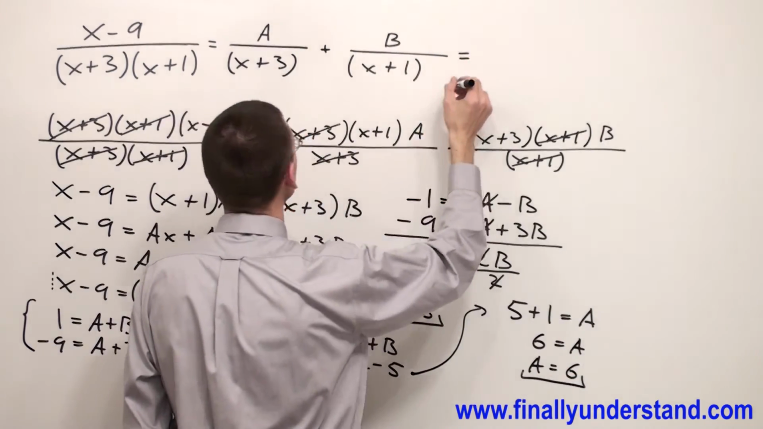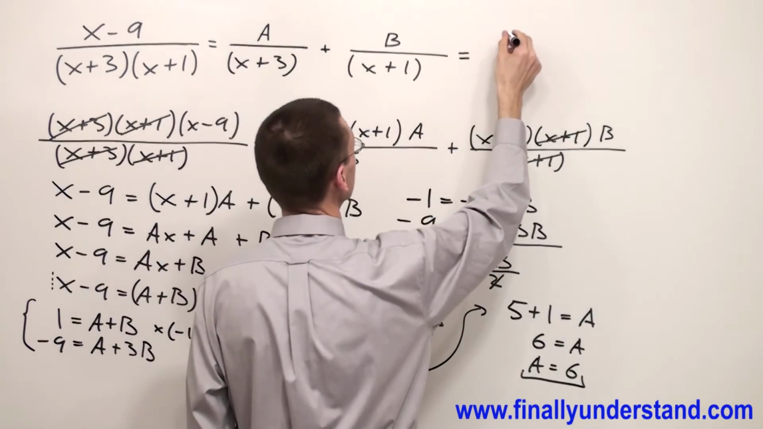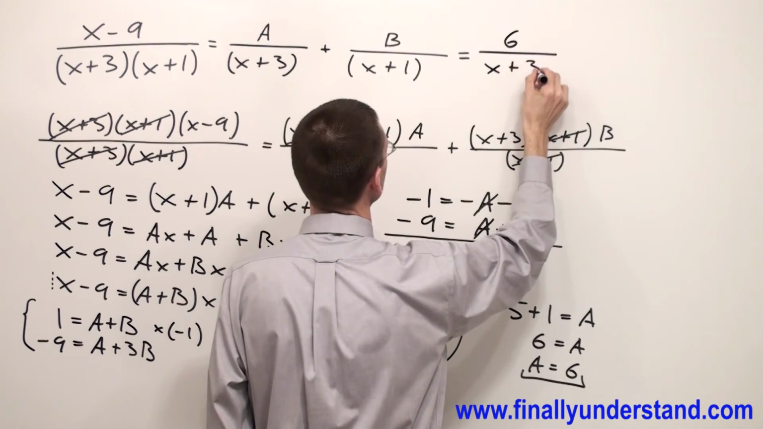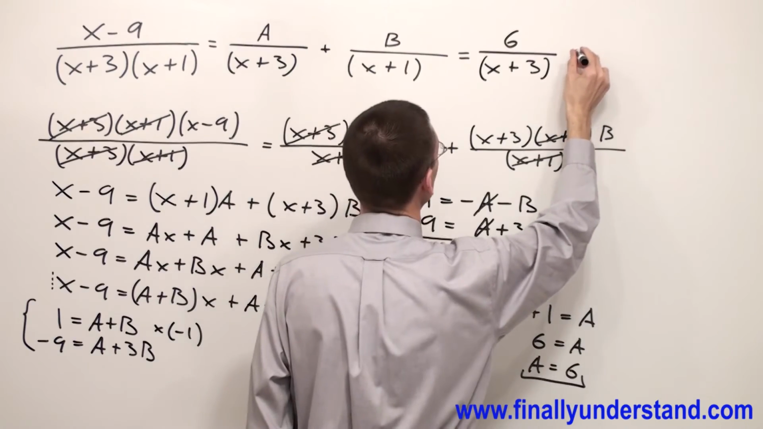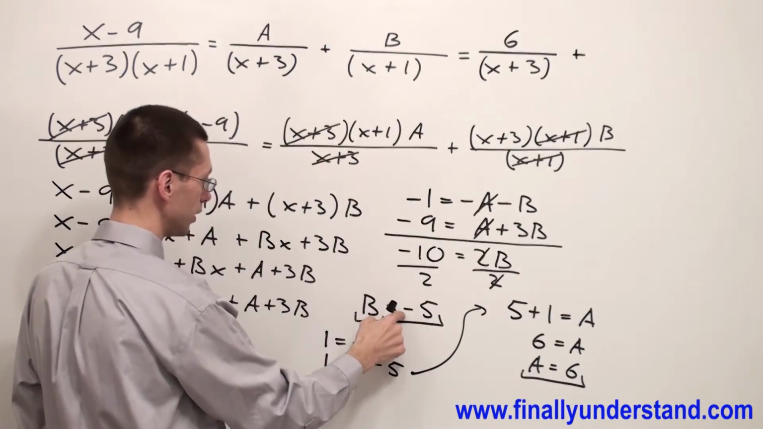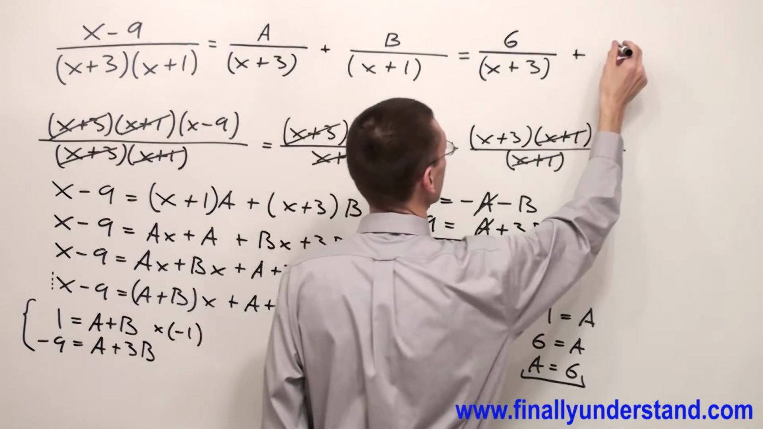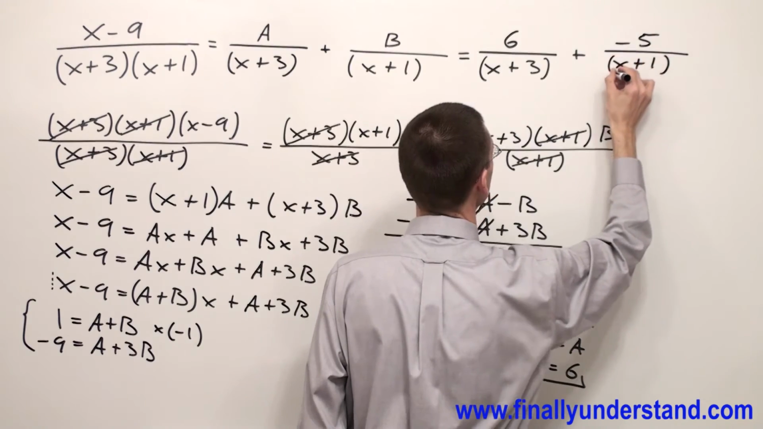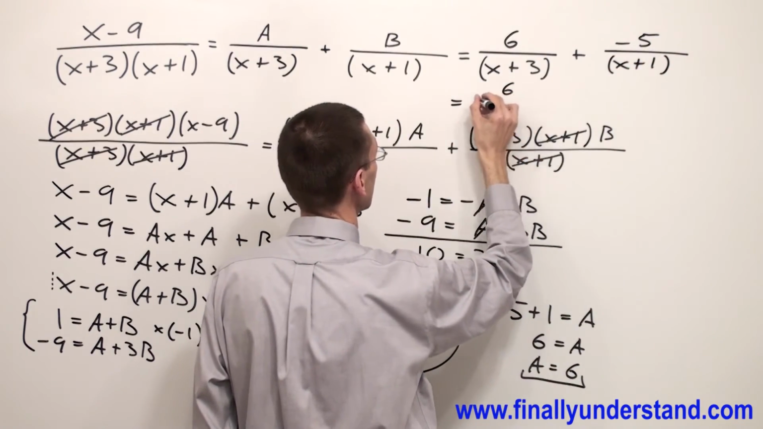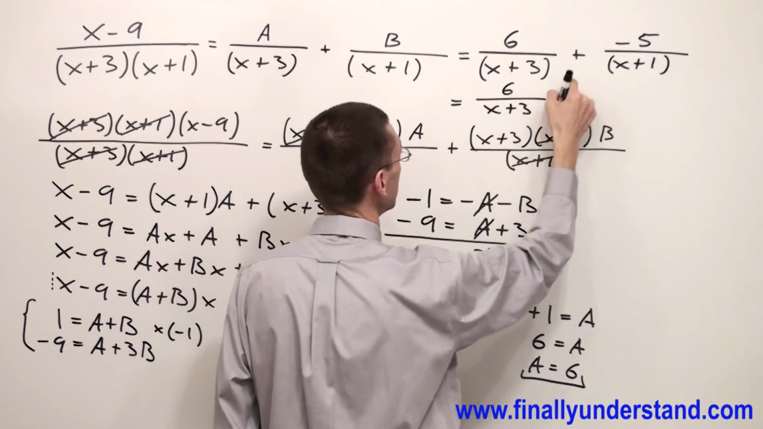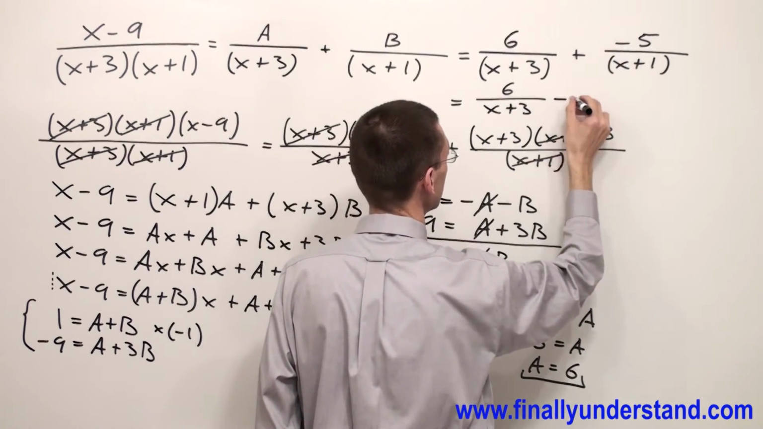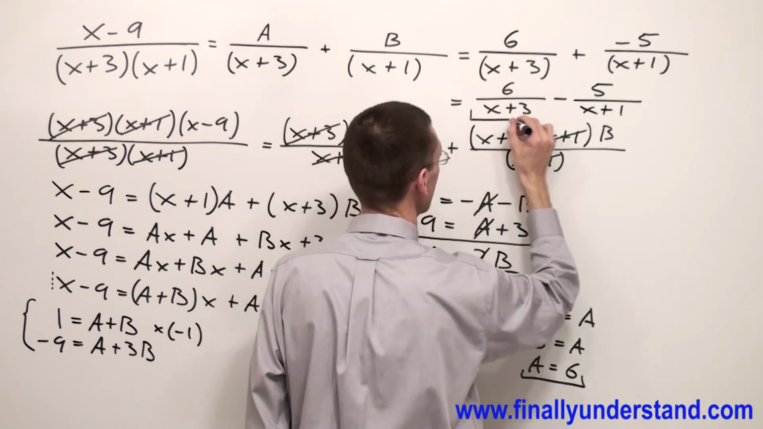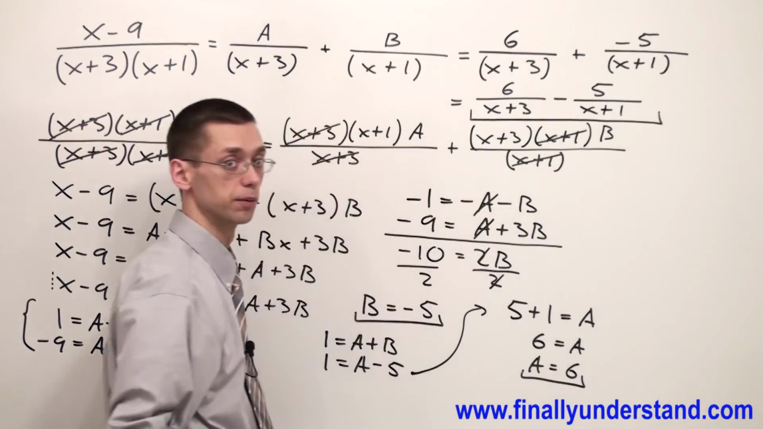My final answer is a equals 6 over x plus 3, plus b is minus 5, minus 5 over x plus 1. I have 6 over x plus 3. Positive times negative gives me negative, 5 over x plus 1. And this is the final solution to my problem.